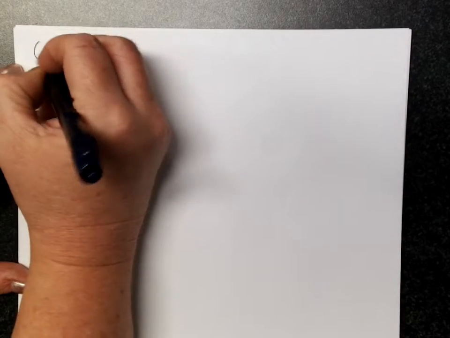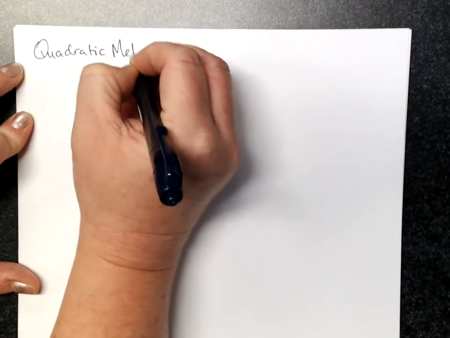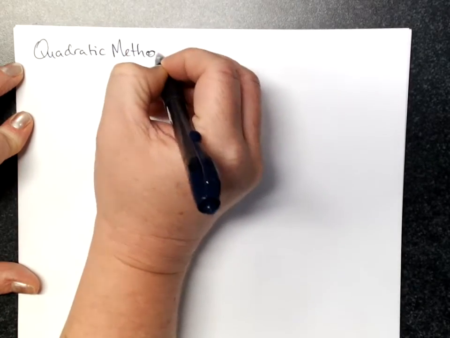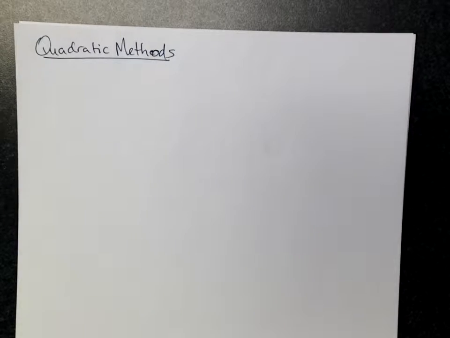Okay? So we're going to summarize and review the first 2 methods. The 3rd method, completing the square, we were right at the end of last class. We'll get a little more practice on that, and then we'll introduce the 4th and final method, the quadratic formula. Okay? All right. So the quadratic methods. So there's 4 basic methods.